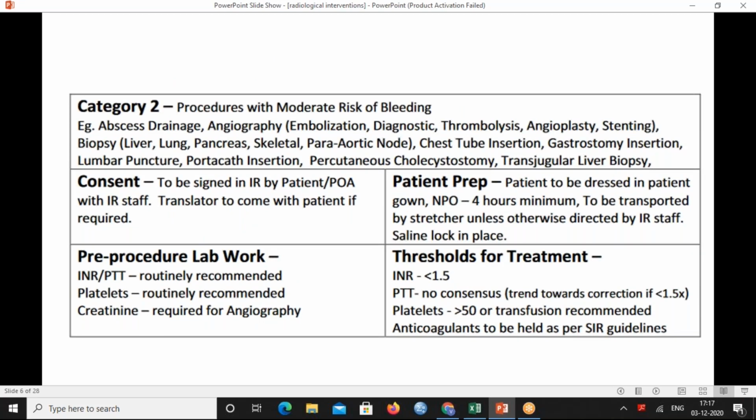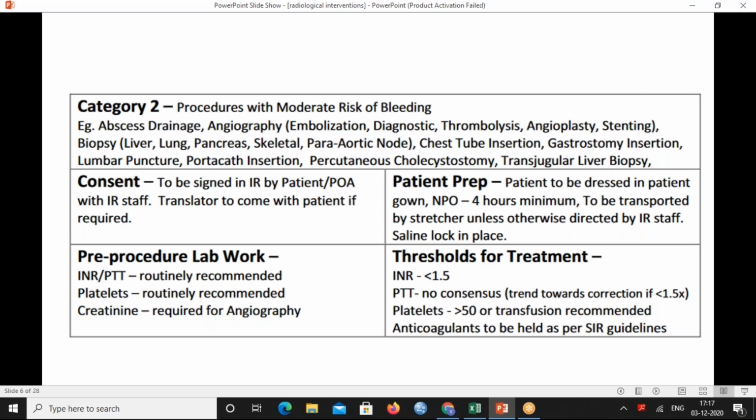For category 2, where the procedures carry a moderate risk of bleeding, like abscess drainage, angiography, embolization, diagnostics, thrombolysis, angioplasty or stenting, biopsy of a solid organ like the liver, lung, pancreas, skeleton, paraortic nodes, chest tube insertion, gastrostomy insertion, lumbar puncture, permacath insertion, percutaneous cholecystostomy or transjugular liver biopsy, then NPO of minimum 4 hours is required. And INR, APTT, platelet, and creatinine are required.